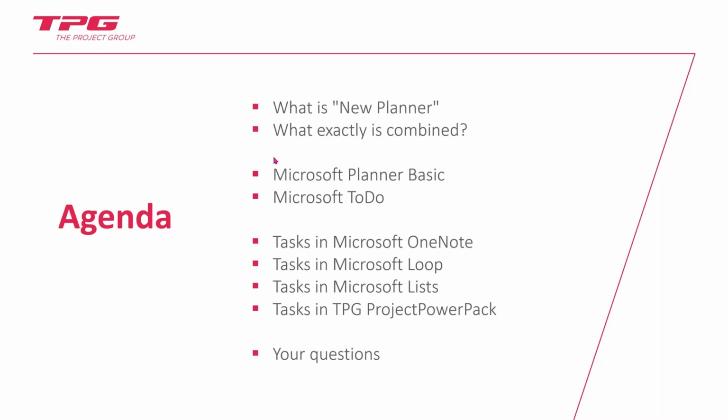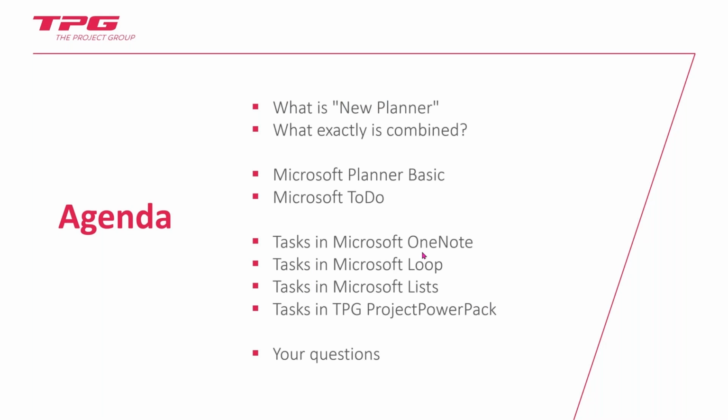So that means this is more or less the old Planner, but in a new shape, and it's called New Planner, and it combines definitely tasks from Microsoft ToDo and others. This is what we're going to look at. And after having a closer look at Microsoft Planner Basic and Microsoft ToDo as an app, we will just have a short look into tasks in Microsoft OneNote, because if you enter tasks in this application and mark them as Outlook to-dos, you will see them in ToDo and Planner Basic as well.